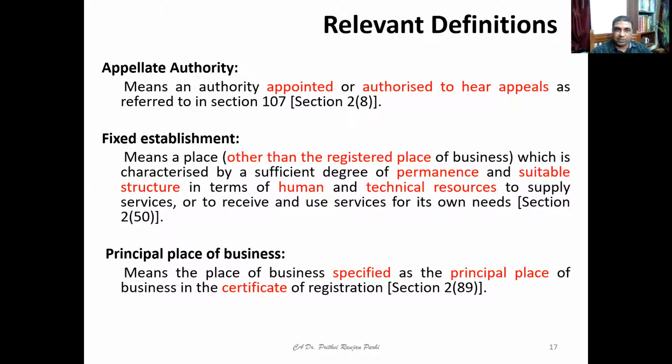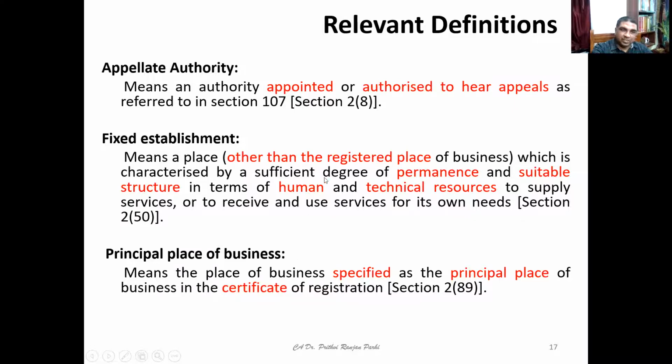That is also relevant. Fixed establishment means other than the registered place of business. Okay. First, we will exclude this part. Other than the registered place of business. What is fixed establishment? Fixed establishment means a place which is characterized by sufficient degree of permanence and suitable structure in terms of human and technical resources to supply services or to receive and use services for its own need.